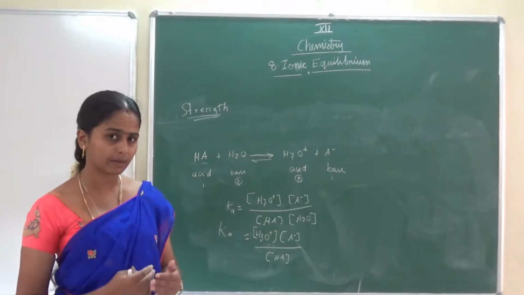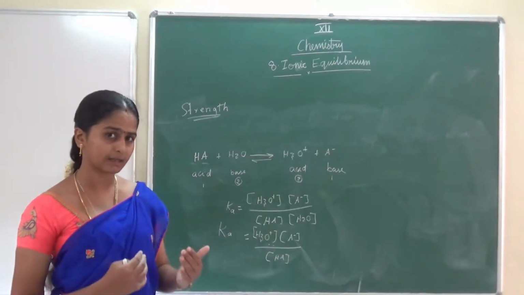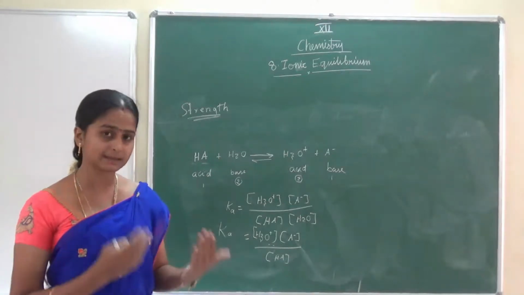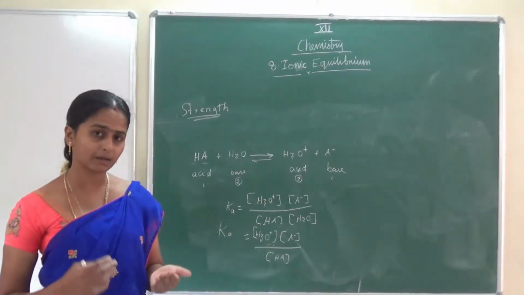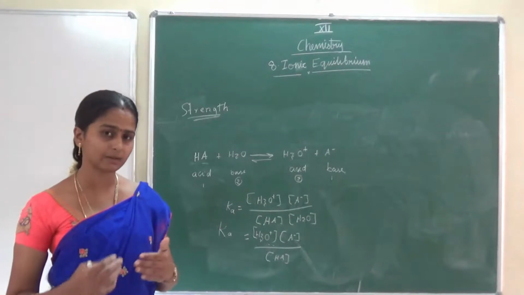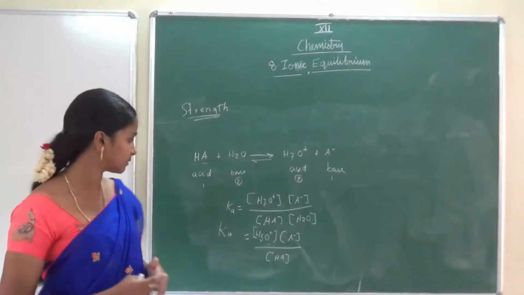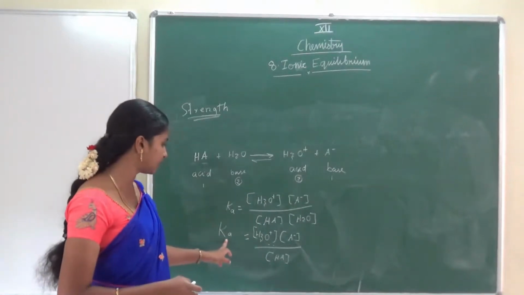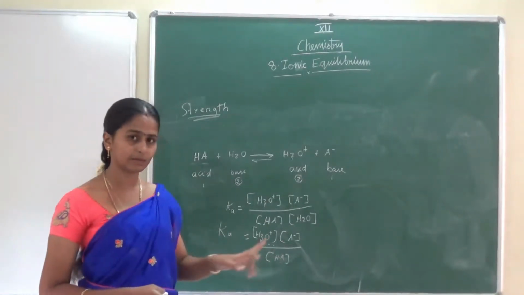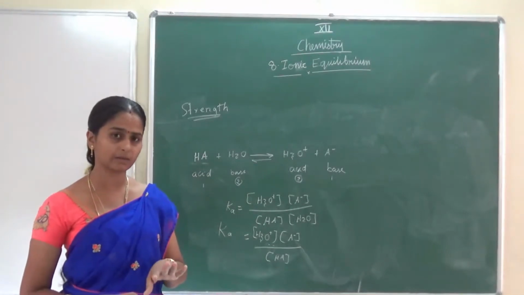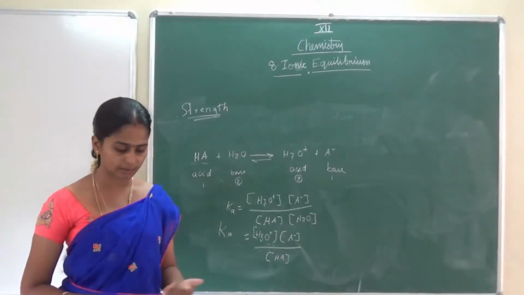So when you compare this, which has the greater Ka value? HCl, because it is 2 into 10 power 6. The remaining are 10 power minus, so very small values. That means they are very weak acids. One more point: when the Ka value is greater, the strength of the acid will also be greater. When it is less, the acid will also be a weak acid, or weak base.